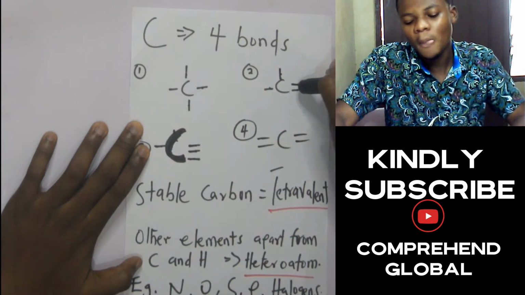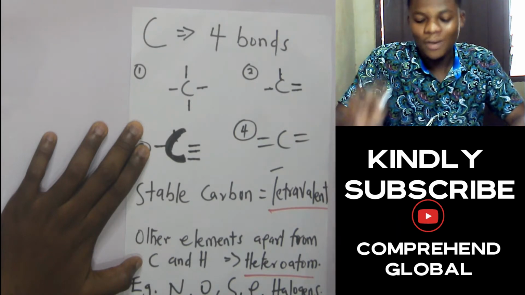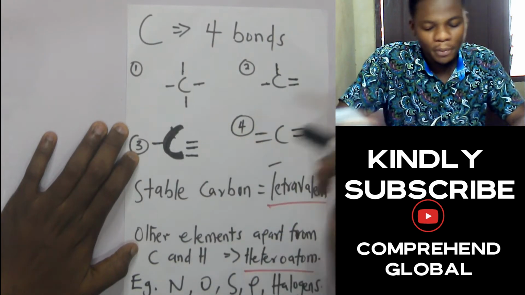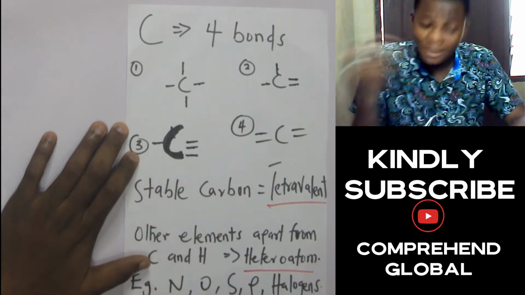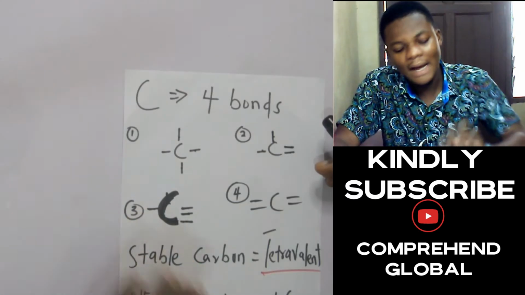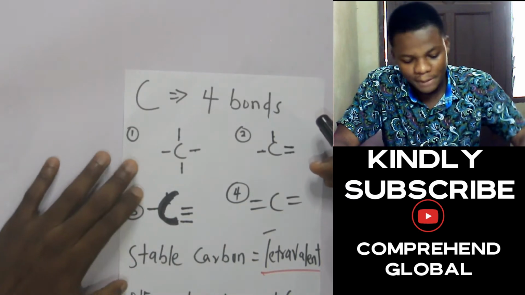It can also form two single bonds and one double bond, making four bonds. It can also form one triple bond and one single bond, making four bonds. And it can also form two double bonds. So basically, carbon actually forms four bonds.